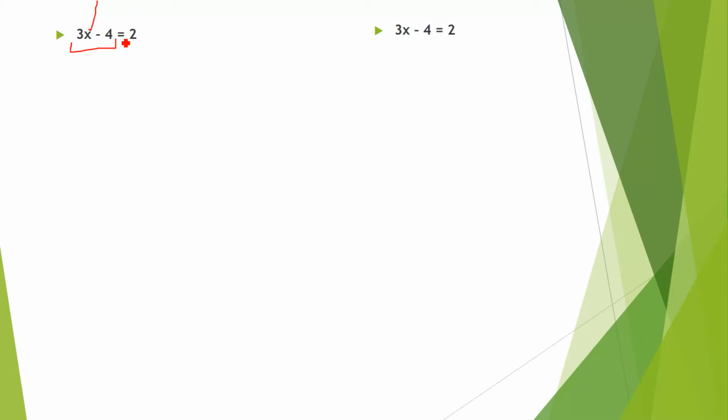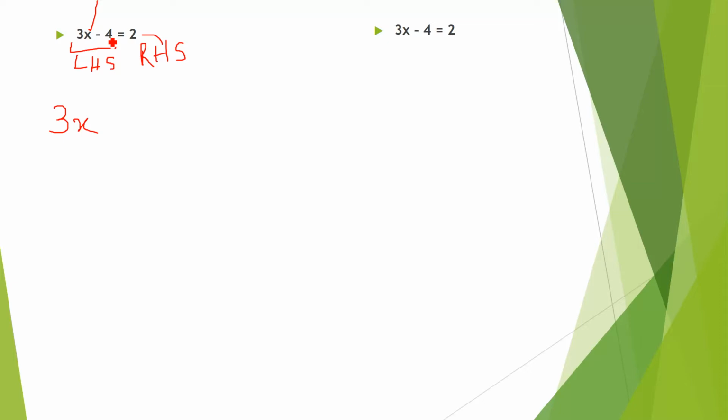This is the equation, this is the equal to sign, and this is the left hand side of the equation, and this is the right hand side of the equation. 2 is on the right hand side of the equation, while 3x minus 4 is on the left hand side, and we have to solve for x. So first of all, we will remove this 4 from here. We want to get rid of this minus 4.